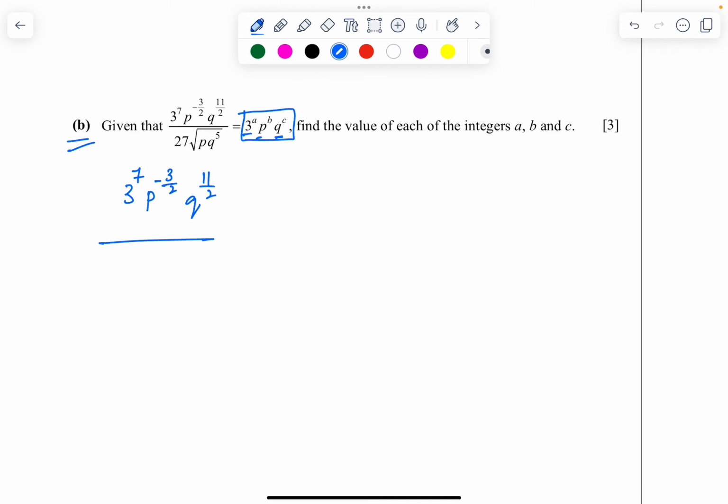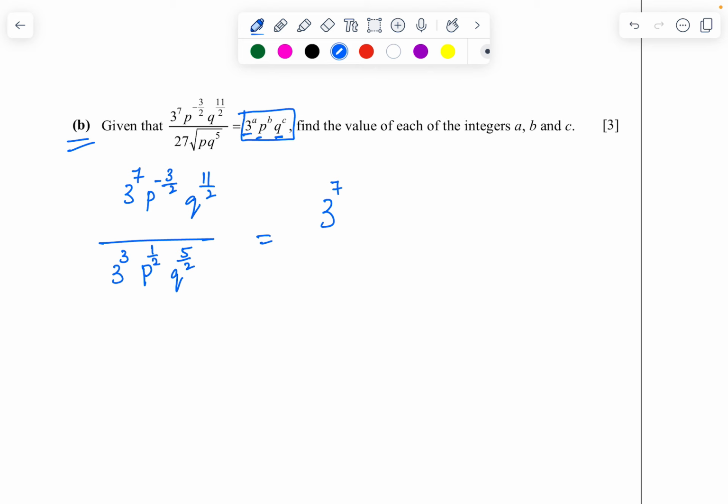I'm going to write 27 as 3 to the power of 3. The square root of p, I can write as p to the power of half. Q to the power of 5 to the power of half gives me 5 over 2. So now I'm going to use the exponential laws.